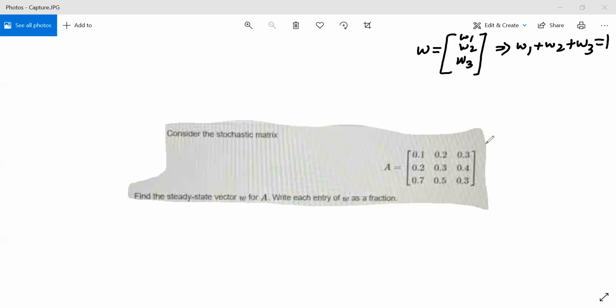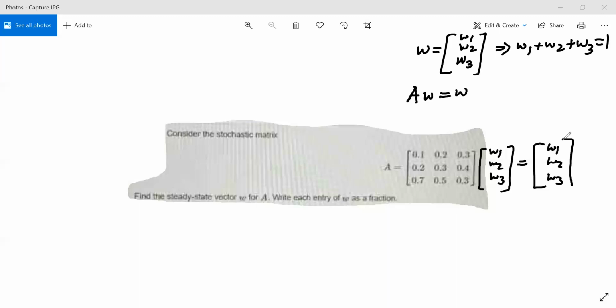So if W is a steady state vector, then A times W should equal W, right? So I'm just going to multiply this. I'm just going to put here W1, W2, W3, and that's going to equal W1, W2, W3, right? And notice, because this is a stochastic matrix, the sum of the columns is exactly 1.